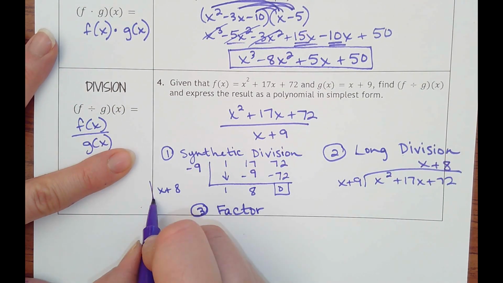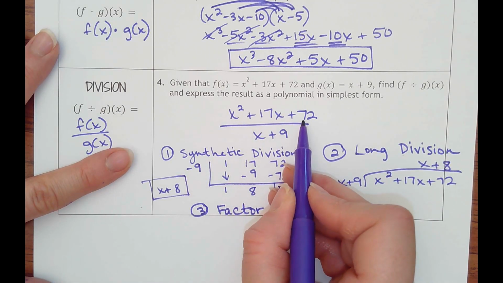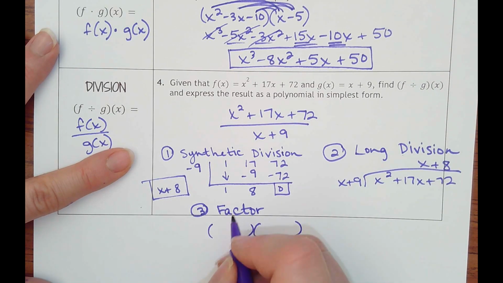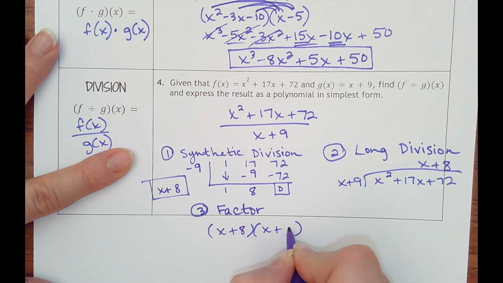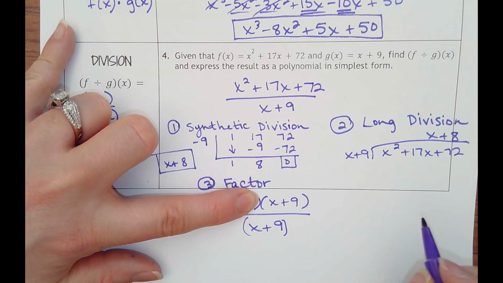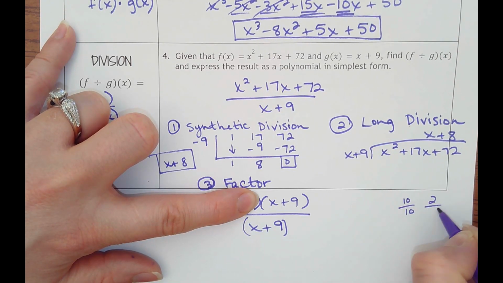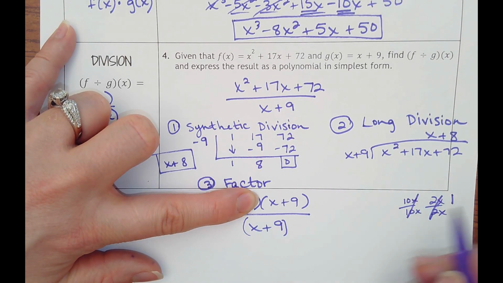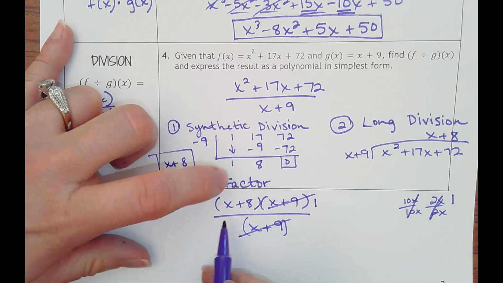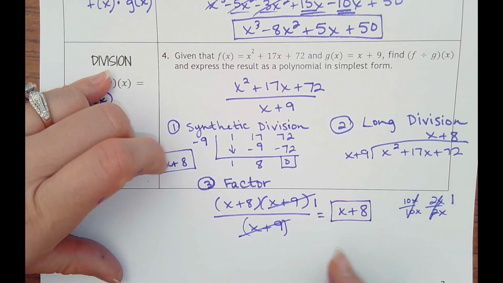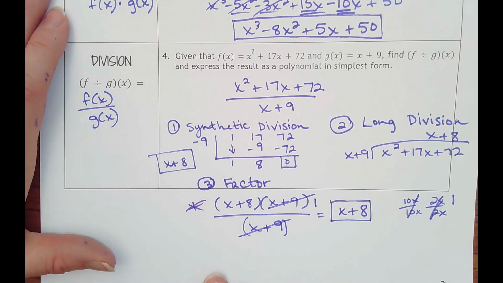Last one is my favorite. It is factoring this top because I see it's a basic trinomial. Thinking of what two numbers multiplied to make 72 that add to make 17, that would be 8 and 9. And it's still being divided by x plus 9. So you can see right here that I have something divided by itself. Just like if I had 10 divided by 10 or 2 divided by 2, even if I put on x's, everything divided by itself makes 1. And so this factor divides by itself to make 1. Well, x plus 8 times 1 is still just x plus 8. So whatever factor you're left with, that's your answer. So that's my preference, but totally up to you if you feel like going back to synthetic division.